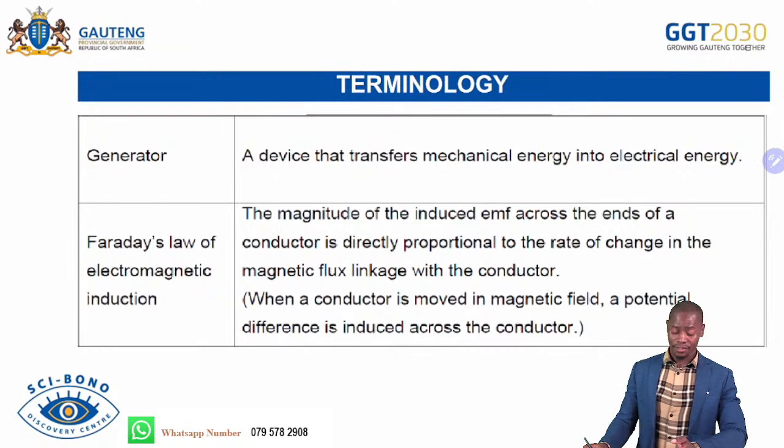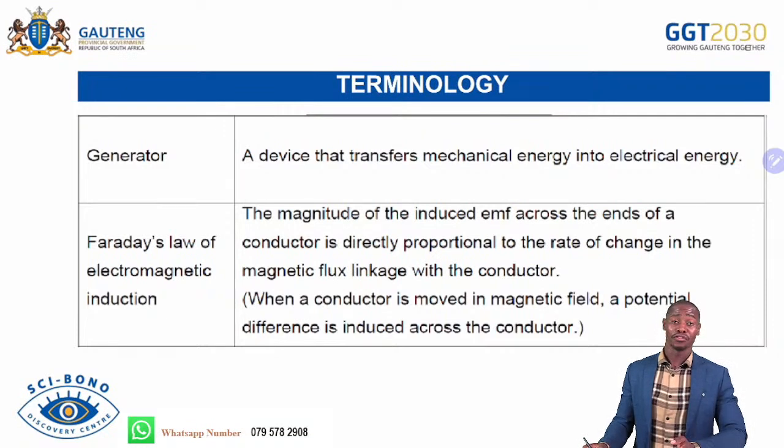Then terminology. These are the terms that are very important, learners, when it comes to electrodynamics. A generator, we have seen a generator before. You should know that a generator is a device that converts mechanical energy to electrical energy. Know how to state Faraday's law. You did this in grade 11. The magnitude of the induced EMF across the ends of a conductor is directly proportional to the rate of change in magnetic flux, or magnetic flux linkage.